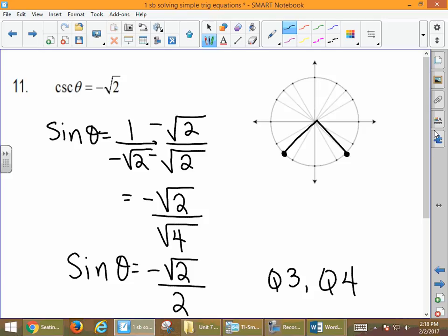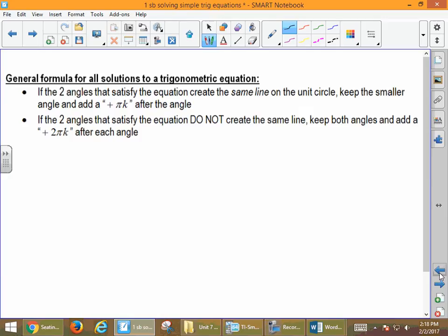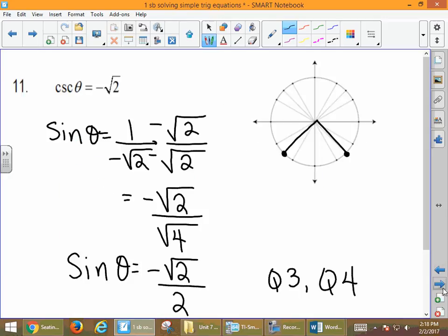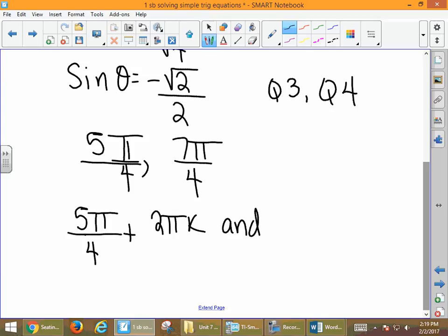No. And when we look back here at our directions, if the two angles that satisfy the equation do not create the same line, they don't, keep both angles and add a 2 pi k after each one. So when we come over here, 5 pi over 4 plus 2 pi k and 7 pi over 4 plus 2 pi k.